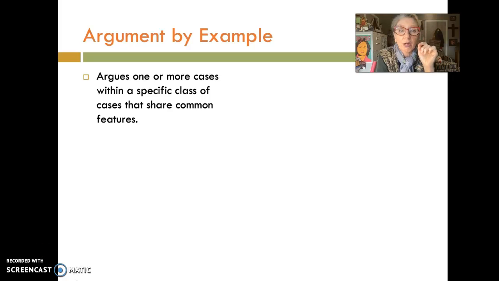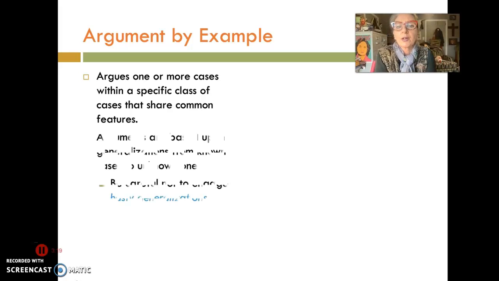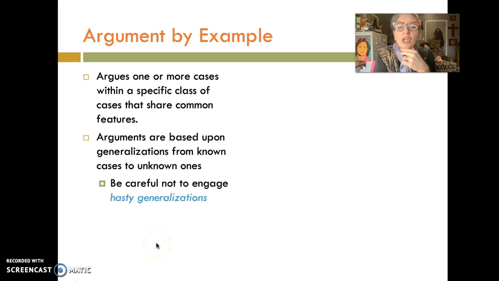Like class action lawsuits, people have similar things going on and they focus on maybe one organization or one company that's doing something wrong. And they have a whole bunch of people with all of those things happening to them, like they're getting cancer, or maybe they're working in a meat packing factory and people have lost their limbs because they have unsafe practices, or appendages or something. So keep that in mind, okay? Arguments are based upon generalizations from known cases to unknown ones.